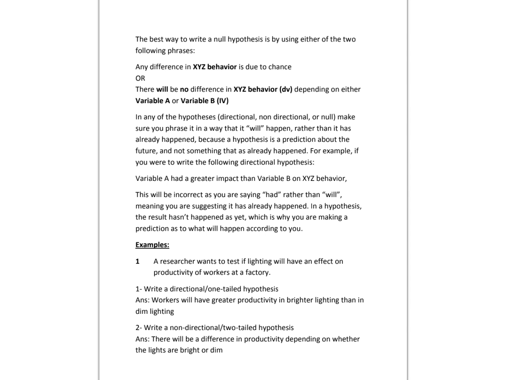So what should the null hypothesis be? Let's look at these statements. You can say any difference in productivity of workers depending on whether the lighting is dim or bright is due to chance, or there will be no difference in productivity of workers depending on whether the lighting is dim or bright. Now, if they ask you to write a null hypothesis, you don't have to give both. That's why I'm saying or. You can either write one statement or you can write both. If you want to write both, you can, but there's no need. Just write either one, whichever one you're more comfortable with.